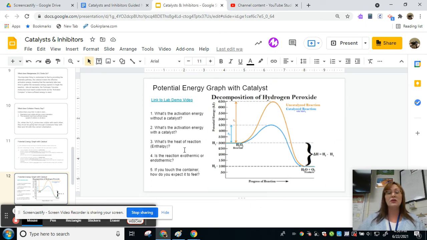And the negative sign is important. You have to put it in there. So the answer number 3 is negative 200 kilojoules.